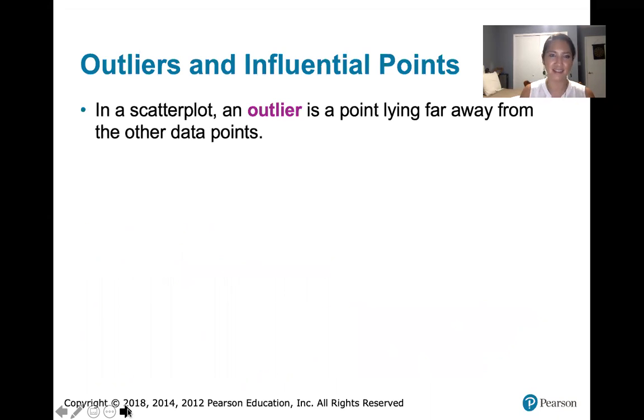So here are the definitions. When we're referring to a scatter plot, an outlier is a point that lies far away from all of the other data points. So if you're looking at a scatter plot, it's really easy to see if a point is an outlier or not. Now, this is somewhat subjective. If you think it's pretty far away, someone else may not think it's very far away. So keep that in mind. There is more of a concrete definition of outlier. It's sort of a rule of thumb that some people use, but we're not going to discuss that much in this class. We're just going to say an outlier is a point that lies far away from all the other points.